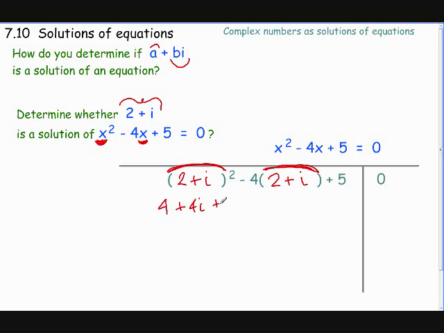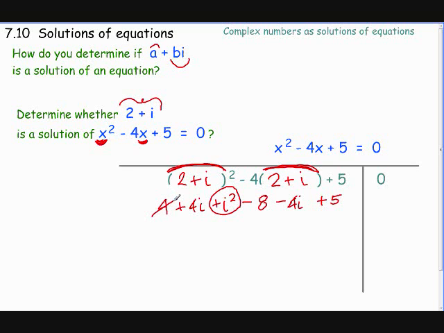4 plus 4i plus i squared. I know it will make a trinomial, and this is what the trinomial will be. In this case, I'm going to take a negative 4 and distribute it to the 2, which will give me a negative 8. Negative 4 distributed to i will give us a negative 4i plus 5 outside the parentheses. This is the same as a negative 1, isn't it? So I've got a positive 4.